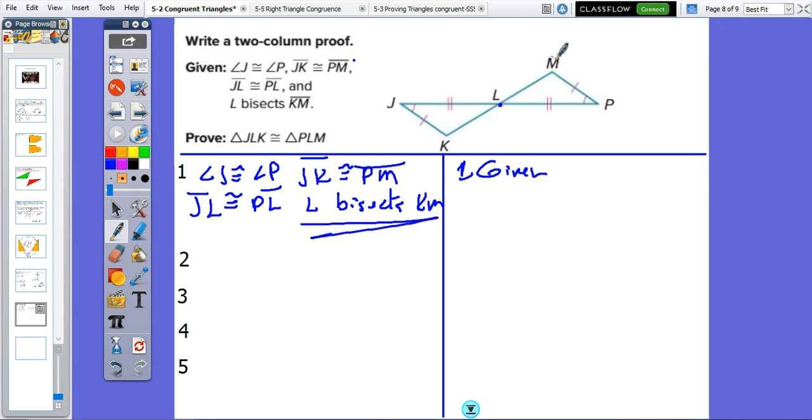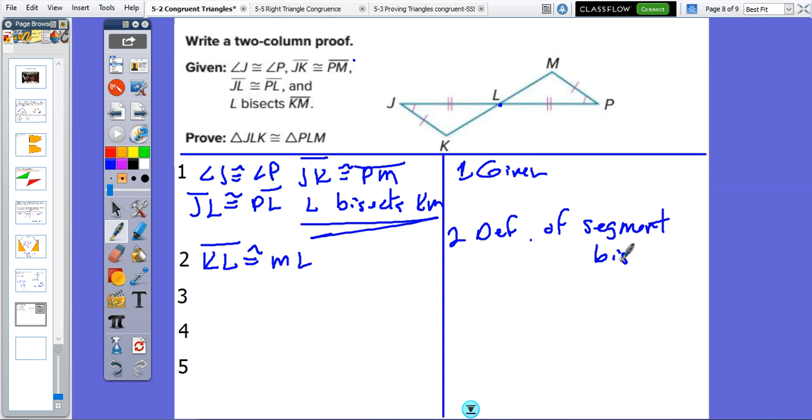Since L is the midpoint of this entire side, what's the next thing we can say about those two individual sides? Yeah, we can say that KL is congruent to ML, because L, the bisector, that's the definition of segment bisector. That's what a bisector does. It cuts it into two equal parts. So we got this side to this side.